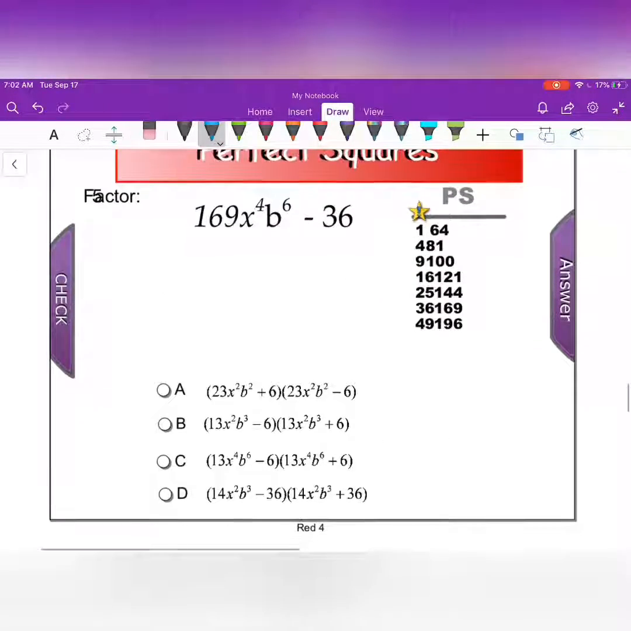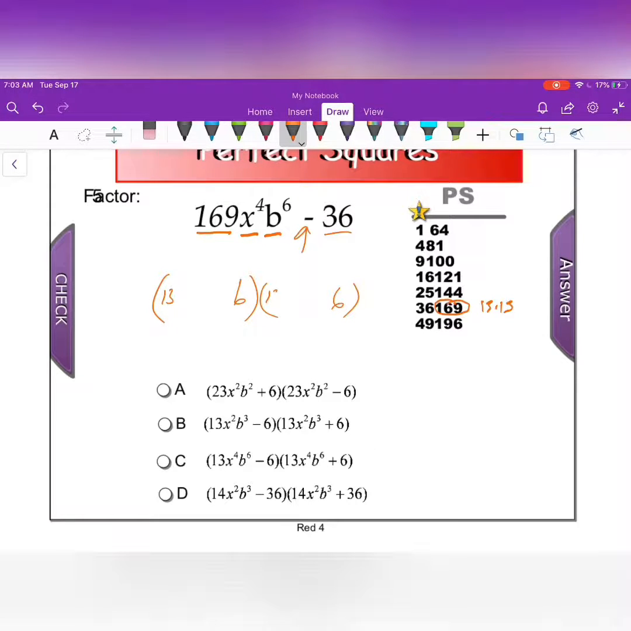And last problem. Definitely looks a little tricky, but follow the same steps. It is a difference. 36 is a perfect square, 6 times 6. 169 is harder. It is right here on our list, and that is 13 times 13. X to the 4th would be x squared times x squared, and b to the 6th would be b cubed times b cubed. So we have 2 parentheses. 6 is the easy one, we'll put that last.